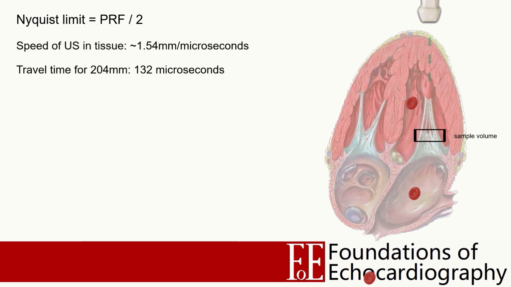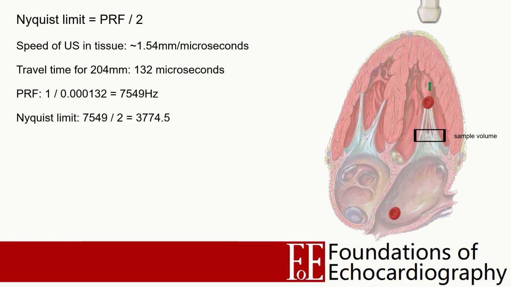We can then calculate our maximum possible pulse repetition frequency, which comes out at 7,549 Hz. This would make our Nyquist limit 3,774.5 Hz, so half of our pulse repetition frequency. So in an ideal situation, this would be the maximum phase shift we could accurately detect.